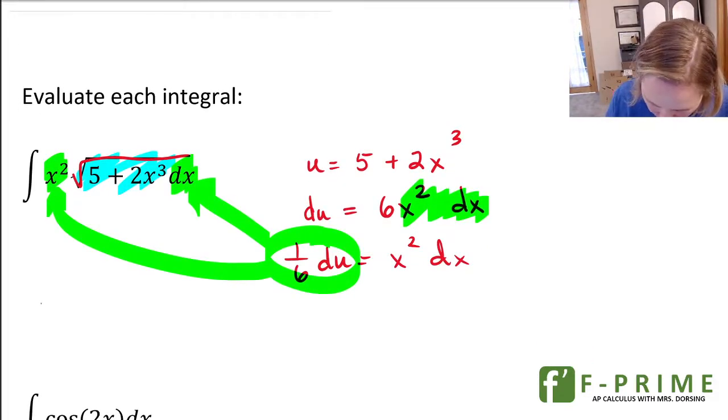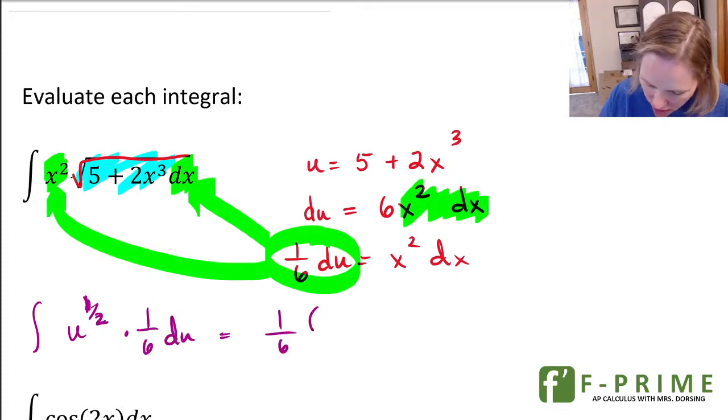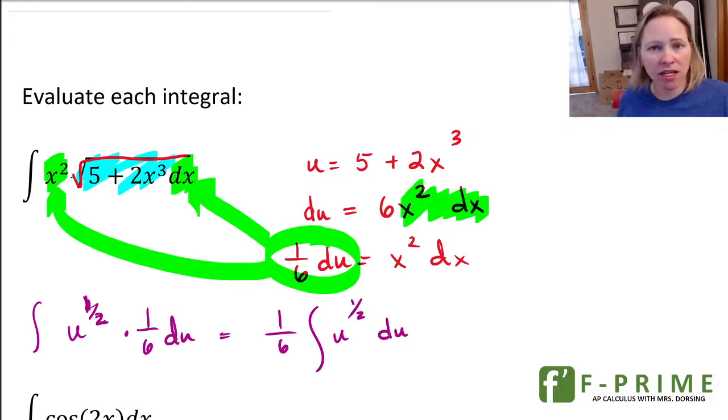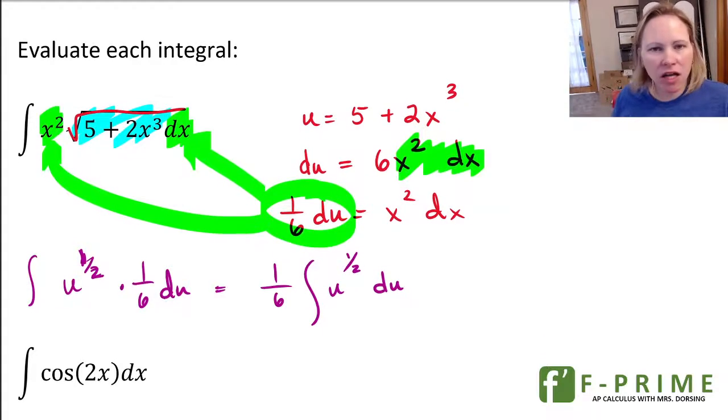So I'm going to rewrite it as u to the 1/2 power. And then the x squared and the dx I'm going to replace with 1/6 du. And we saw that we can move that constant out to the front. You're always invited to jump ahead to this step. You need to show some middle ground, identifying what u is and all that good stuff. But for the most part, there are lots of steps that I will show that you may not necessarily need to show on your paper, and that's just fine.